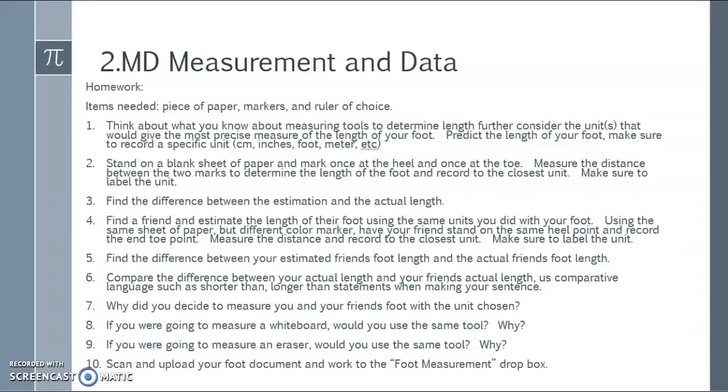The second part of your homework assignment is you need to grab a piece of paper, a couple of markers, and a ruler of choice. This could be a tape measure, a meter stick, or a ruler by itself. But think about what you know about measuring tools to determine length. Further, consider the unit or units that would give the most precise measure of the length of your foot.